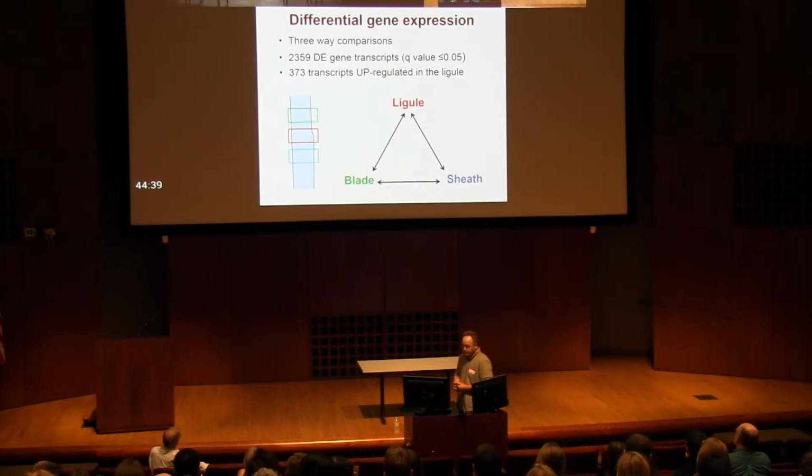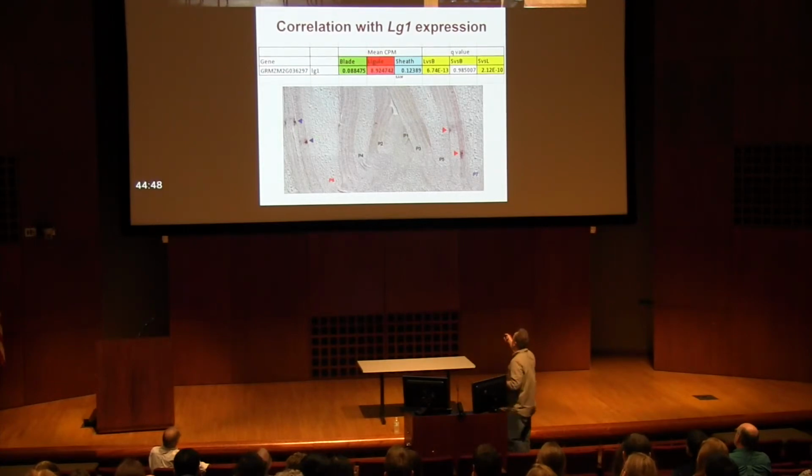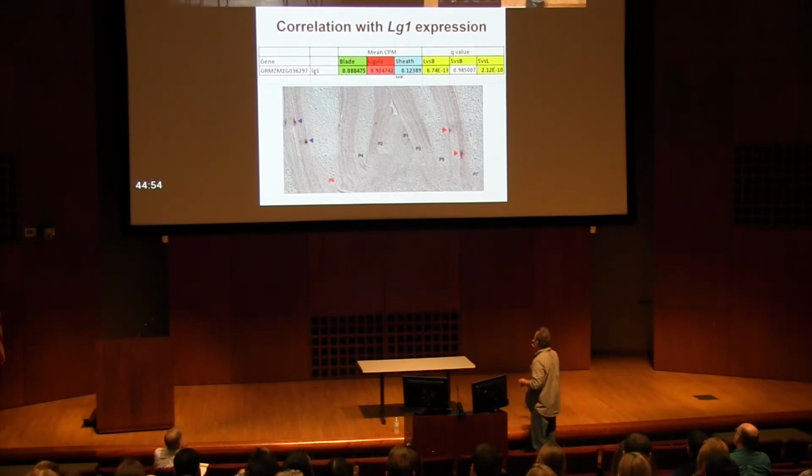So as a control, we looked at liguleless 1. We knew from the in situs and from earlier data that it was expressed highly in the ligule, and this RNA-seq data confirms this, basically not in the sheath or blade, very significantly upregulated in the ligule. So we trusted the data. We think laser microdissection works.